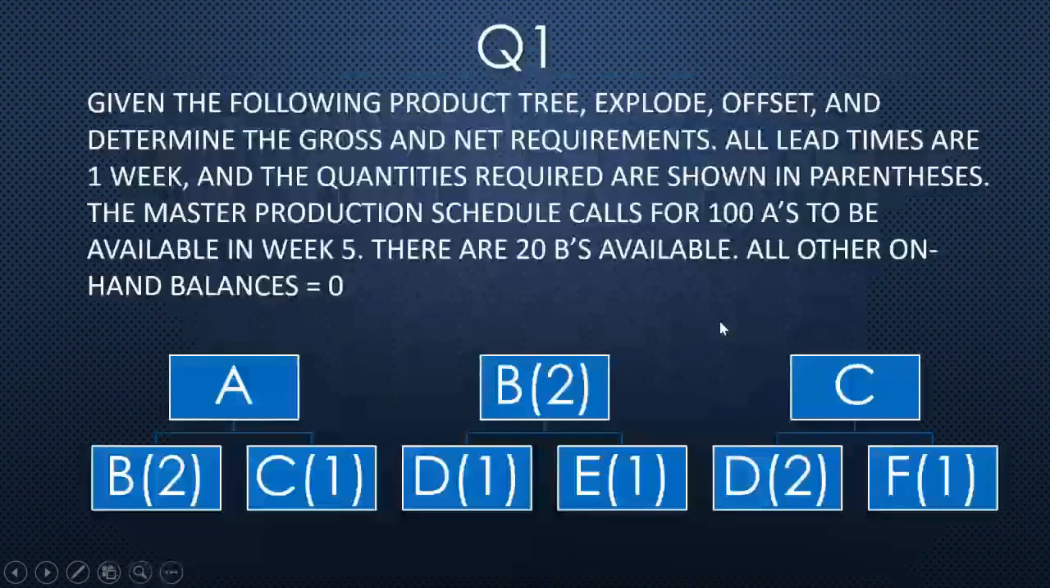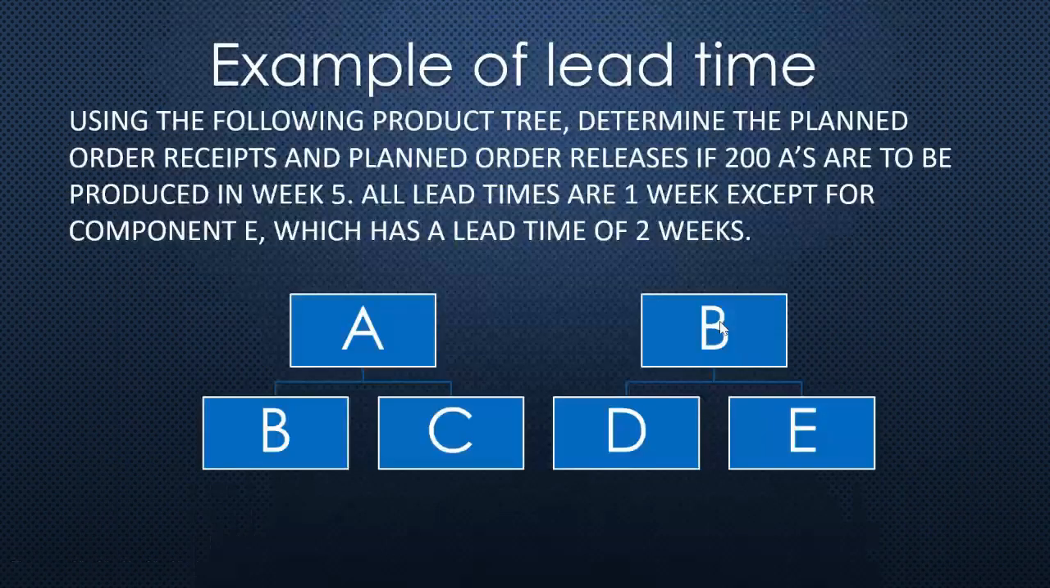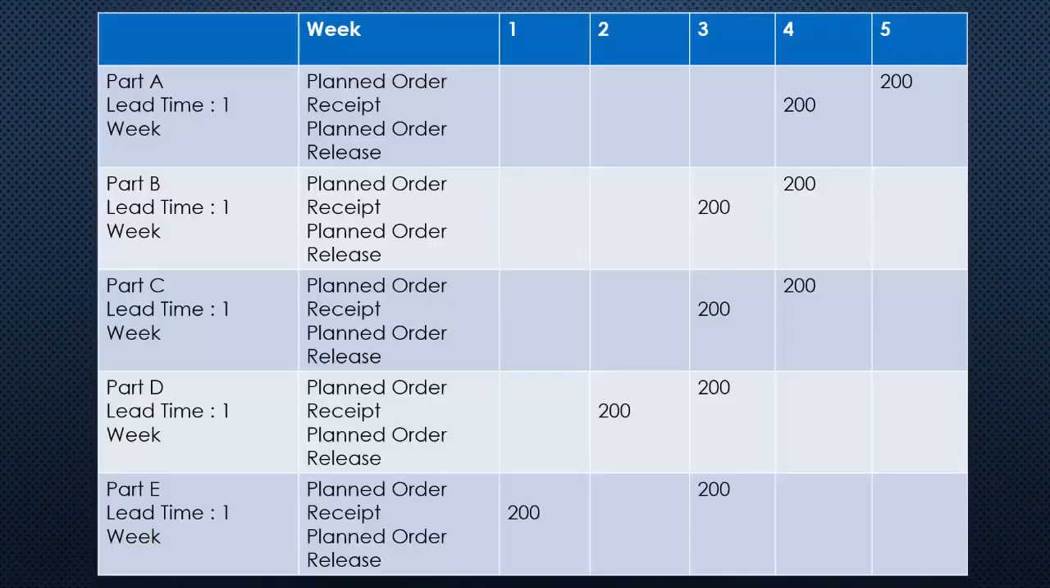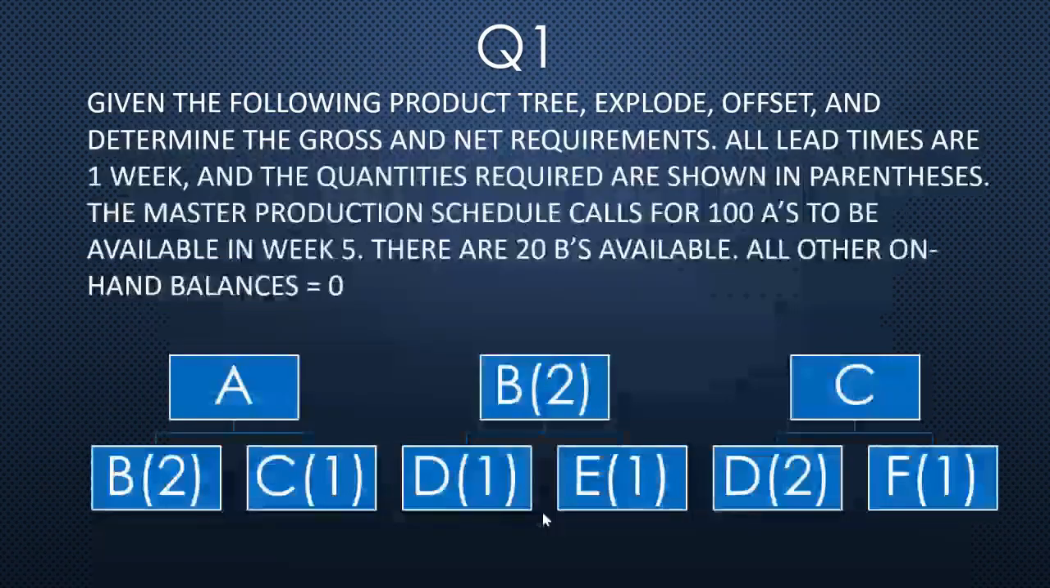Same goes to B. B, you can see, is D and E. But for E, it's a 2 week lead time. So you can see over here it's 200 and the gap over here is 200. So you need to order ahead of getting your principles done. So this is your lead time example.